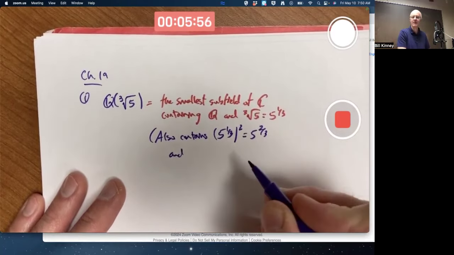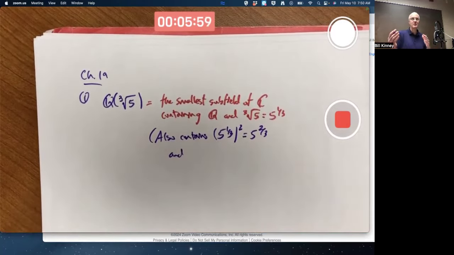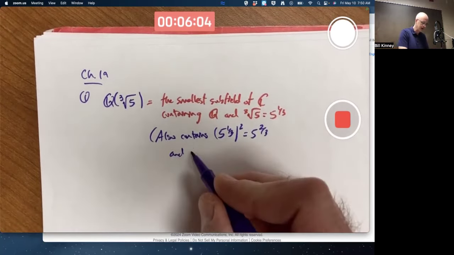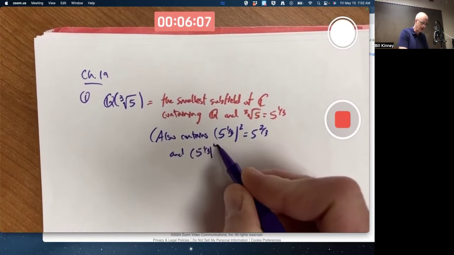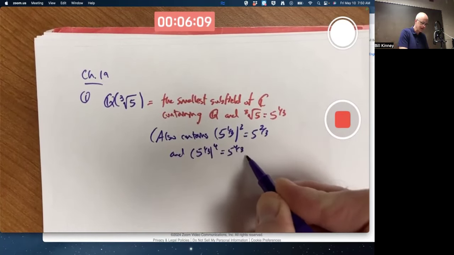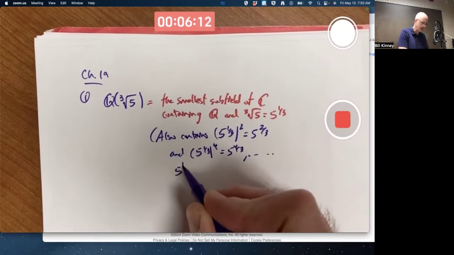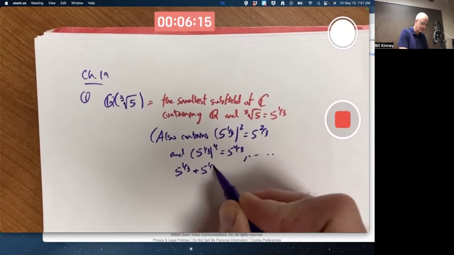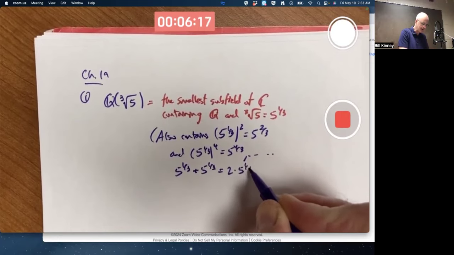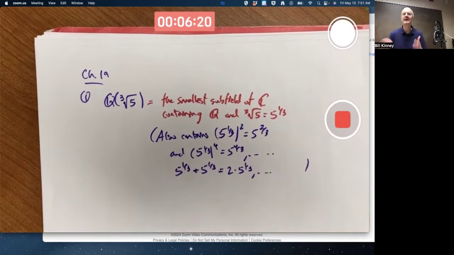And 5 to the 1/3 cubed, which is 5, which we already include in the rationals, so I don't need to write that. But it would also include 5 to the 1/3 to the 4th power, 5 to the 4/3, etc. It would also contain 5 to the 1/3 plus itself, which is 2 times 5 to the 1/3, etc. It contains infinitely many new elements, you might say, not just one new element. How do you describe this field beyond what I just said?